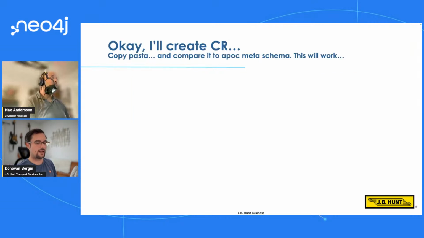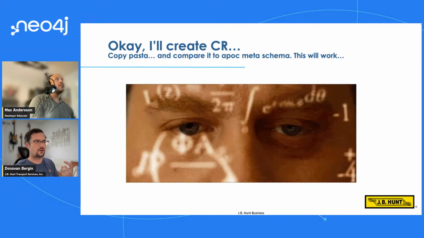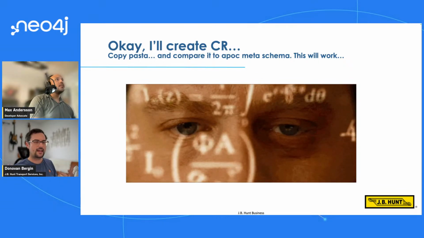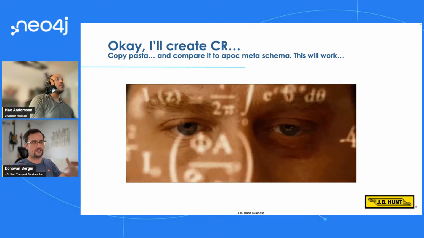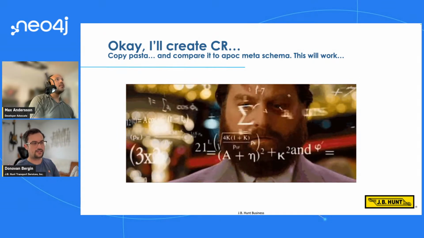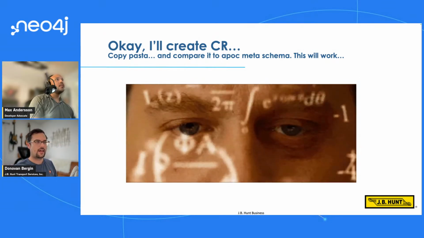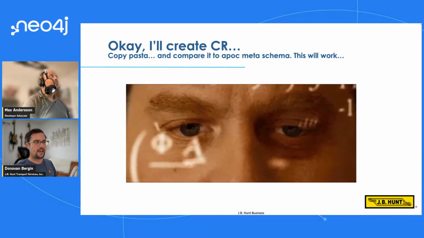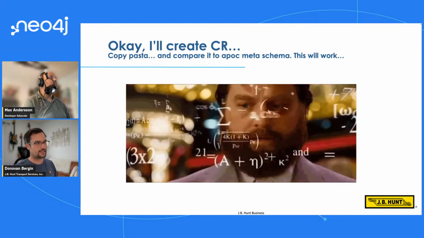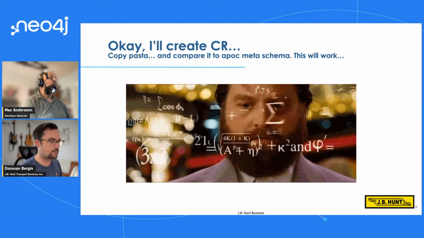And in that environment, maybe I can pull up APOC meta schema and then see what things are new that I think I'm adding, and then try to create a CR and copy pasta what I think should be the script, and then have the DBAs run it, have that script actually be different than what my app is running. And it gets kind of complicated quick. There's a lot of manual process.